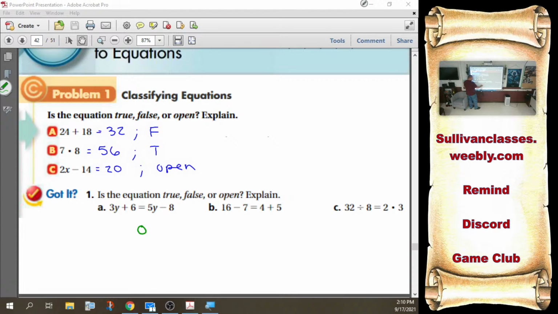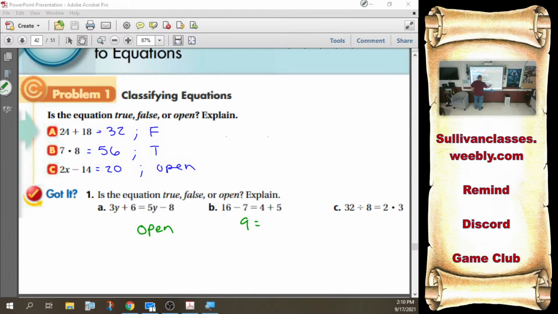It's got a variable in it. It's open. Now, could I find the value of the variable that makes it true? Yes, that's what solving is. But it is an open statement. Depending what y is, it's either true or false.